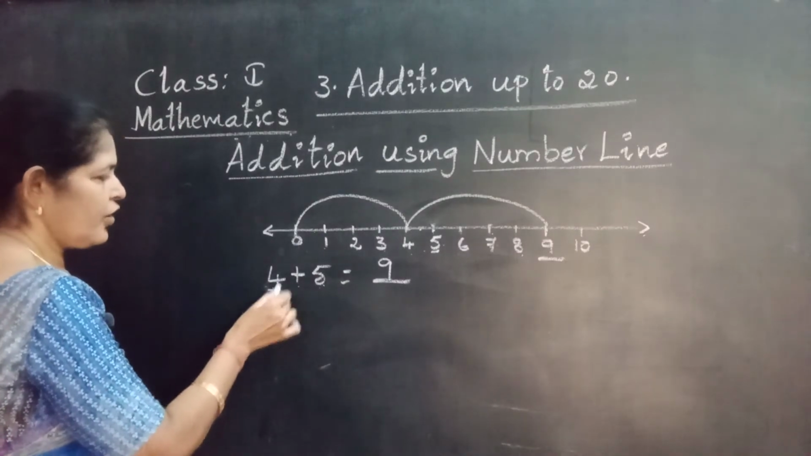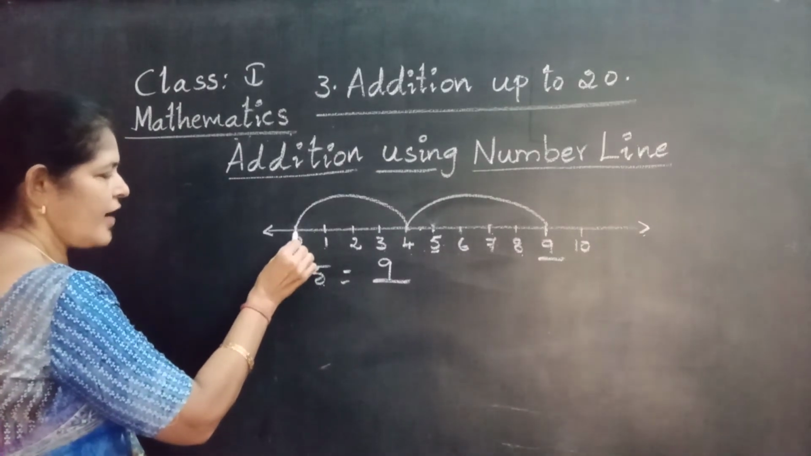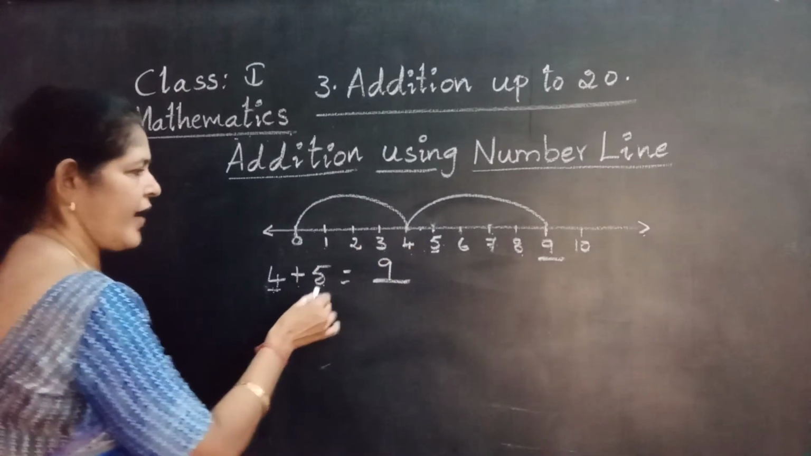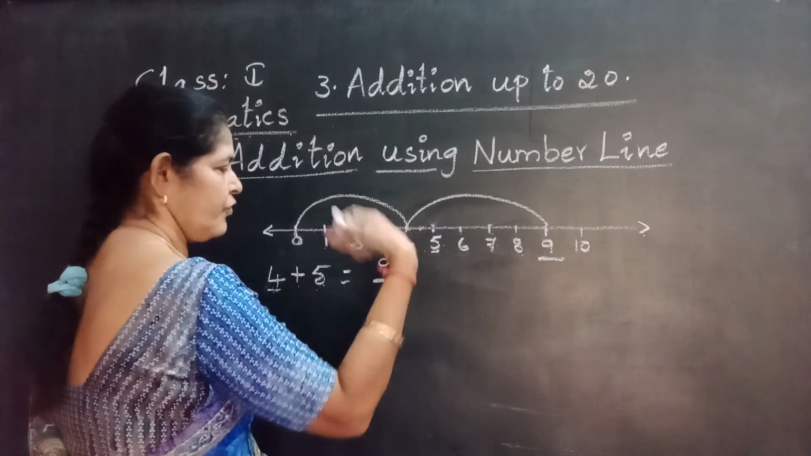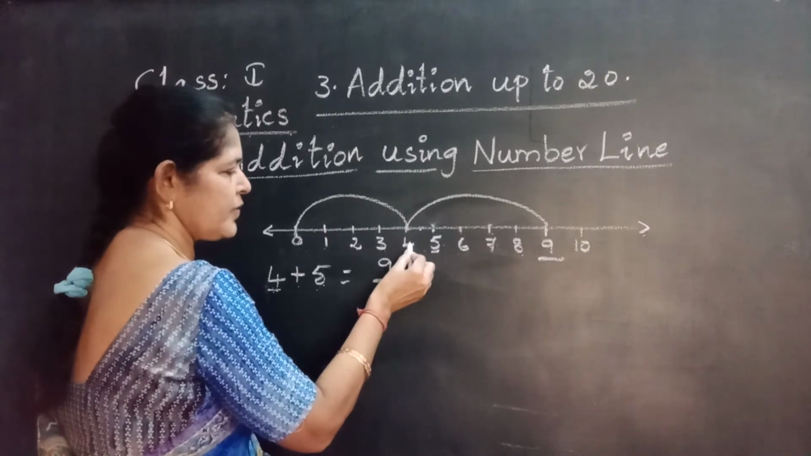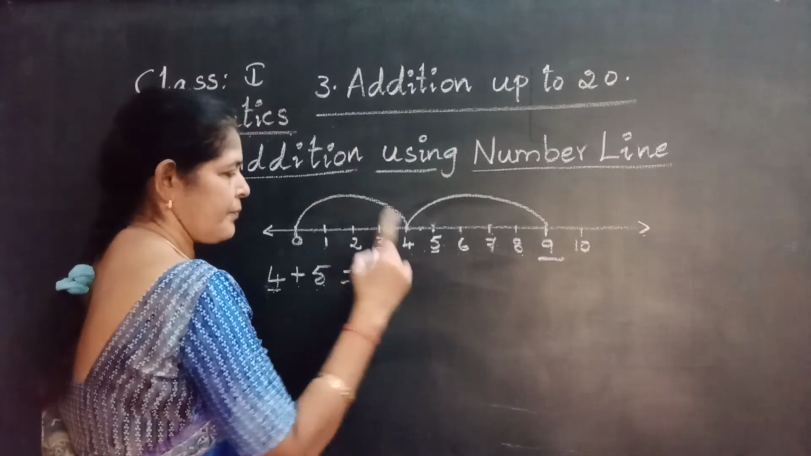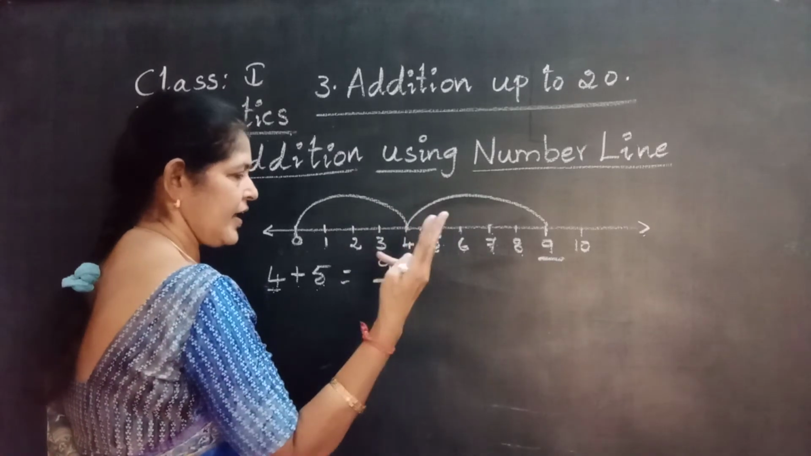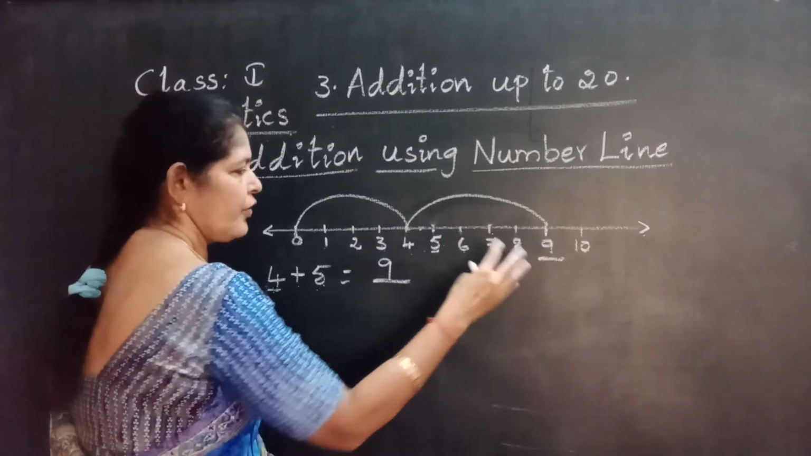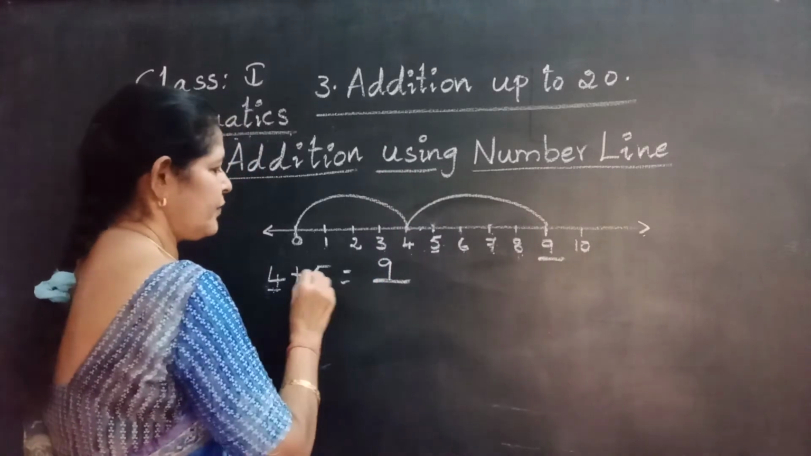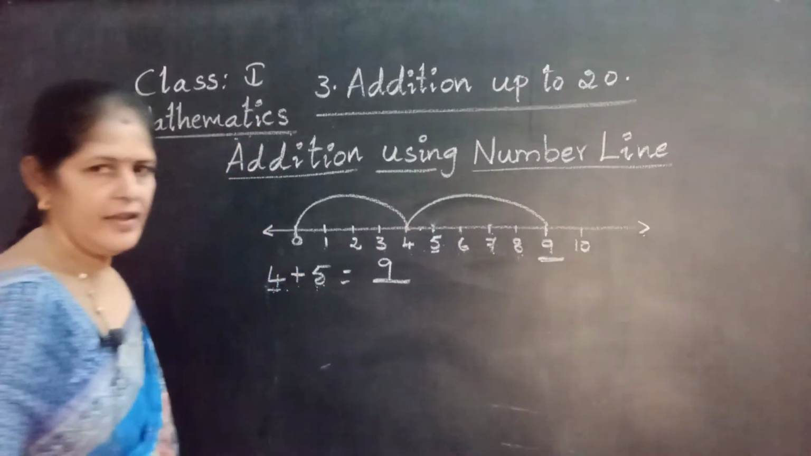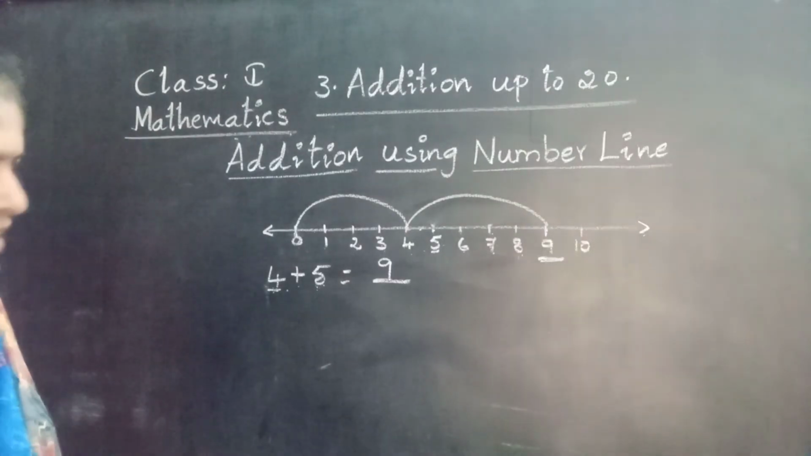First number is 4. That's why we start moving from 0 to 4. Again, continuing with 5, move 5 steps more. 5 steps means 4 to 5 is 1 step, 5 to 6 is 2 steps, 6 to 7 is 3, 7 to 8 is 4, 8 to 9 is 5. That means 4 plus 5, the answer we get is 9. Understood? Next number.